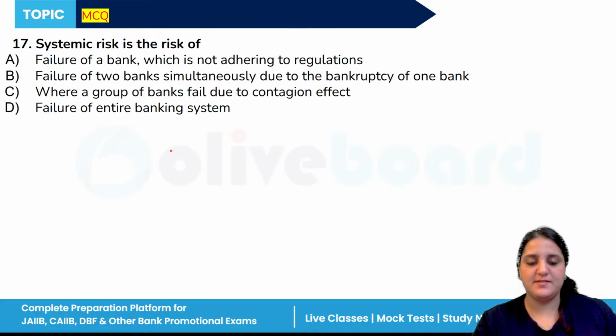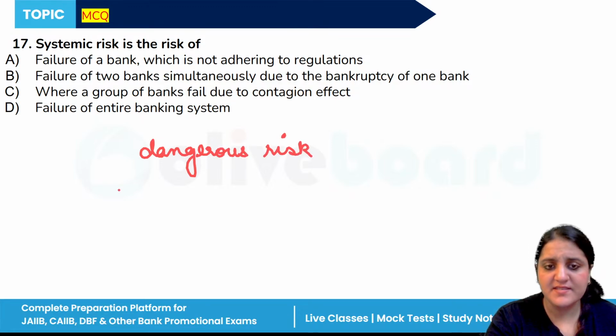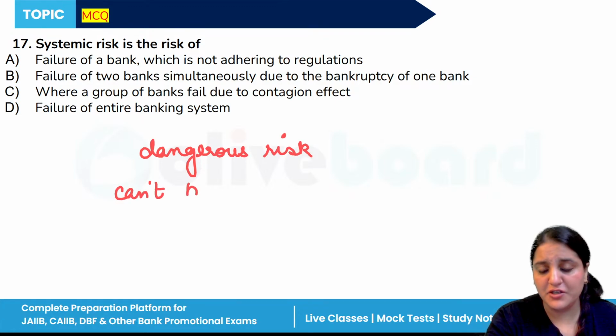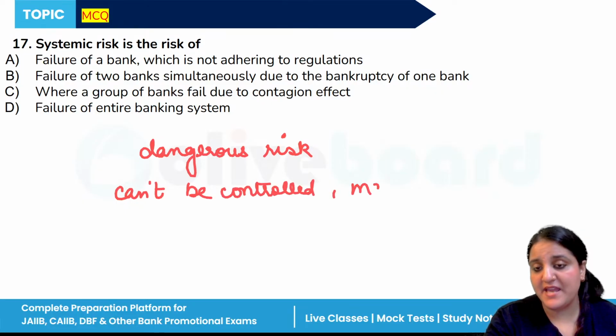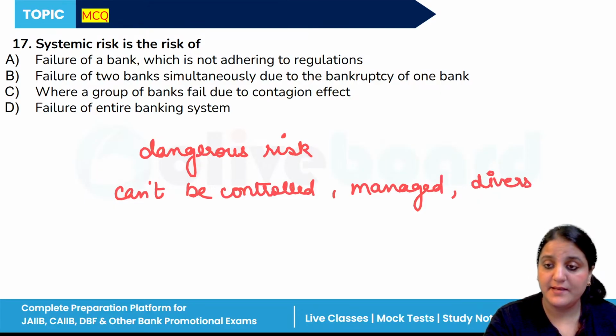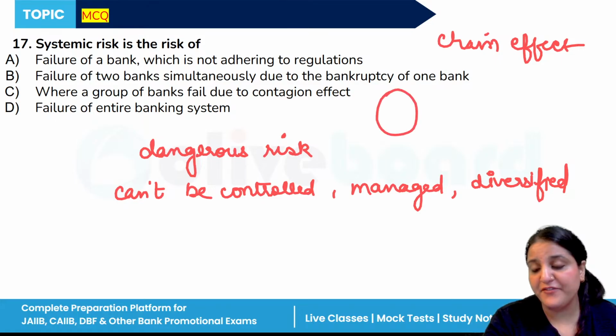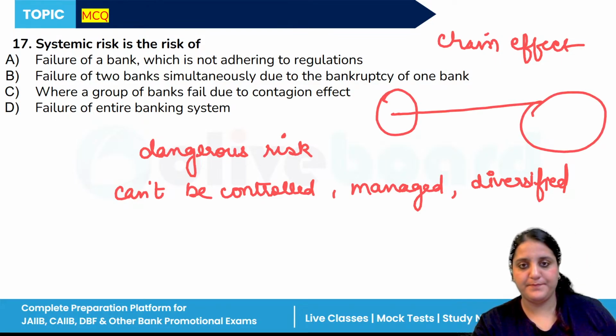Systemic risk. What is systemic risk? It is one of the dangerous risks. Why? This risk can't be controlled, can't be managed, and can't be diversified. This type of risk gives the chain effect. Means if one bank fails, that impacts other banks also.